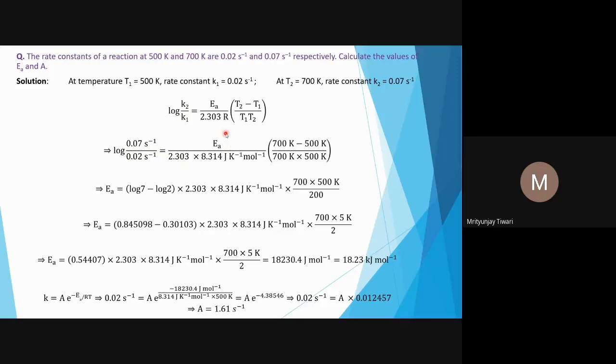So what we get is log K2 by K1, with the values of K2 and K1 put here, equals the activation energy EA, which we do not know and have to find out, divided by 2.303, the value of R which we know, 8.314 joule per Kelvin per mole, into T2, which is 700 Kelvin, minus T1, 500 Kelvin, divided by 700 Kelvin times 500 Kelvin. Actually, this is T2 into T1 that I have written.